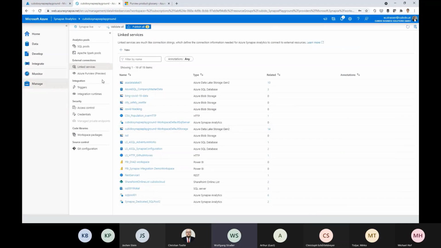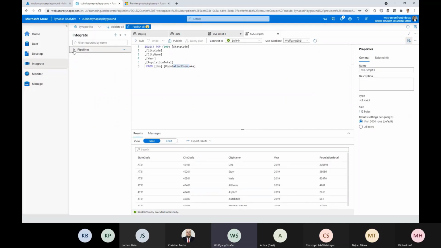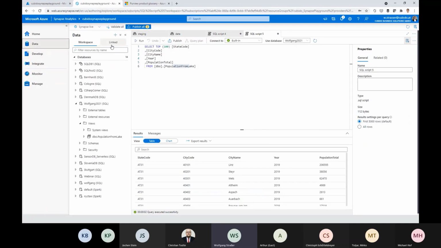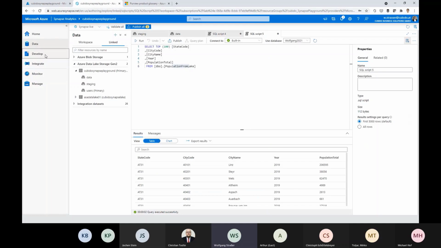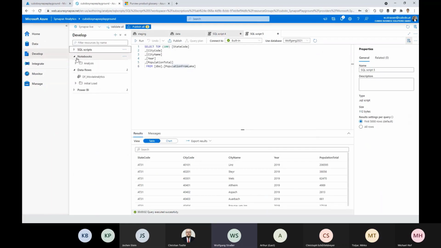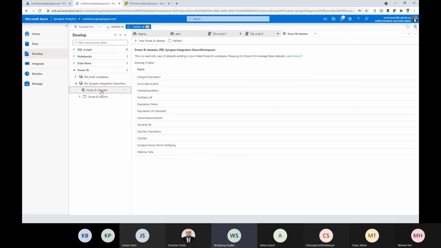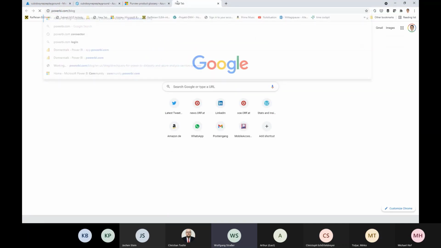And where do we find that Power BI integration? Let's see, it's not in the integration thing, because there are the Synapse pipelines. In the data thing, it's not there. No, it's in the develop hub, because we are developing data models and data reports based on Power BI. So here's the Power BI section. Those two linked services are over here. And if I open that one, we can have a look at the datasets that are in that Power BI workspace. And really, really important, it's not Power BI running in Synapse, it's Synapse connected to an existing Power BI workspace. So on the other side, it's Power BI here.